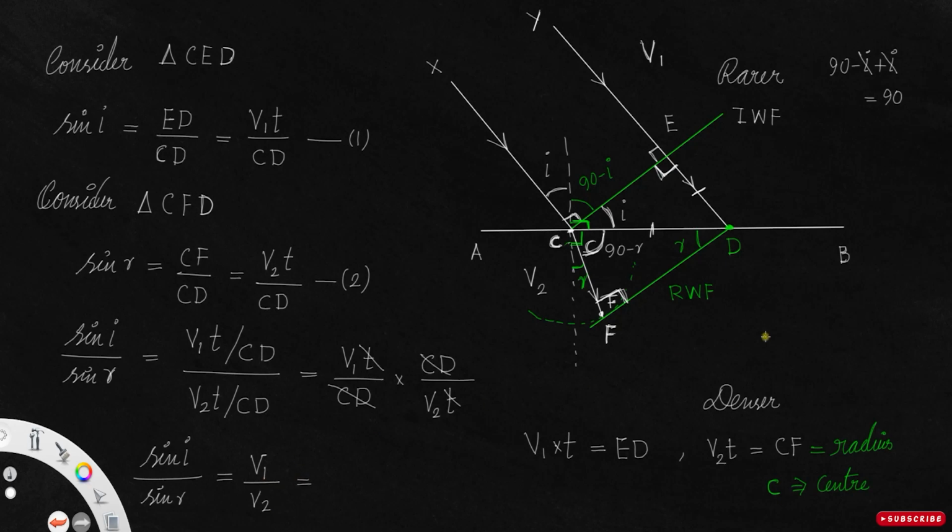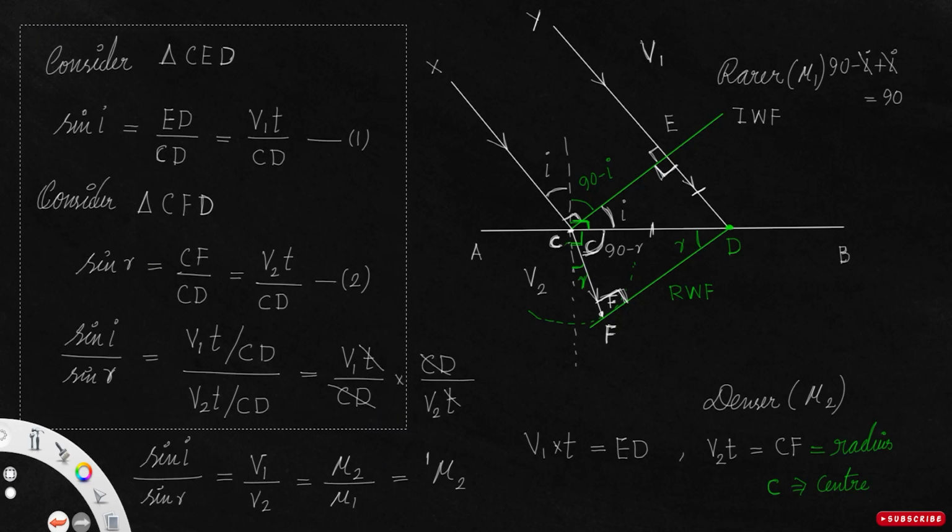That is actually, if I take the refractive index of denser as mu2 and the refractive index of rarer as mu1, that is actually mu2 divided by mu1. V1 by V2 is actually mu2 by mu1. Okay, since the light is traveling from rarer to denser. So this can also be written as refractive index of second medium with respect to first medium. This one is actually Snell's law.